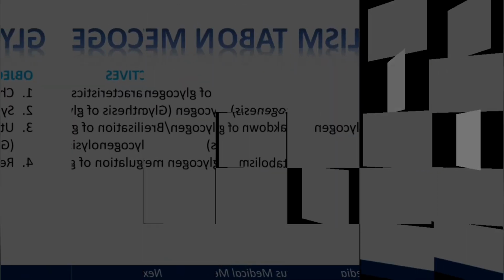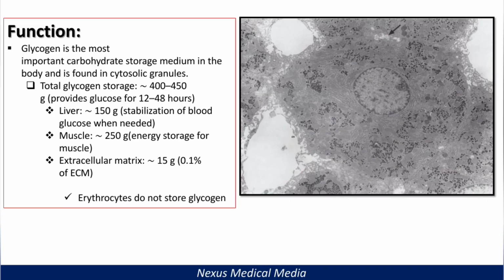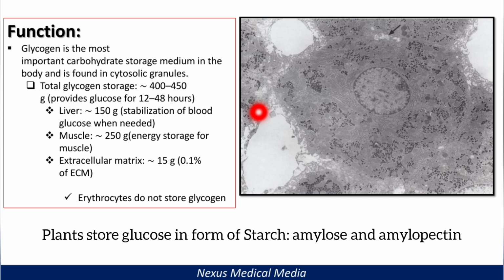So let's start with the basics. What do you need to know about glycogen? Glycogen is the most important carbohydrate storage medium in the body and is found in the cytosol, in cytosolic granules. You need to remember that living things, upon taking up food, don't have to utilize all of it. You think about tomorrow, you store it somewhere. So plants store these carbohydrates as starch, and animals store these carbohydrates in the form of glycogen.